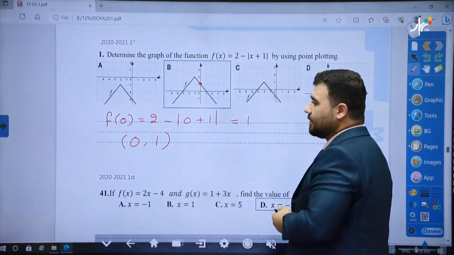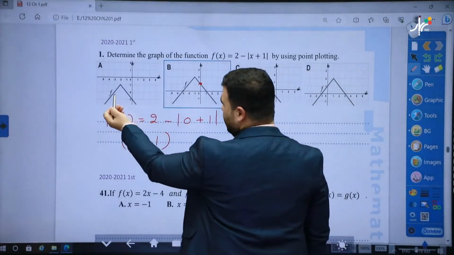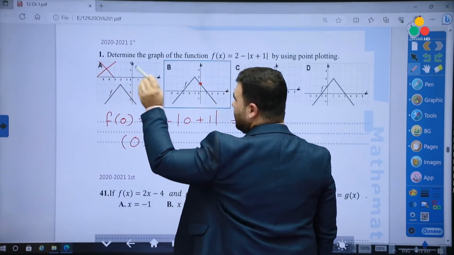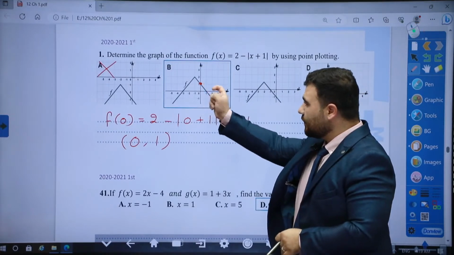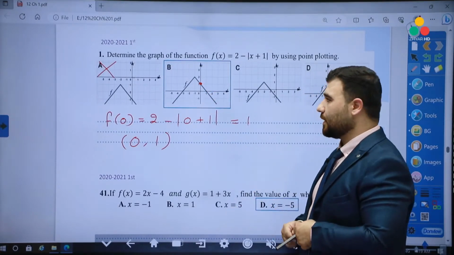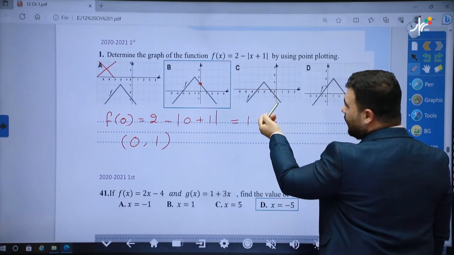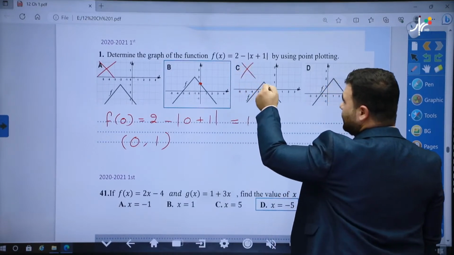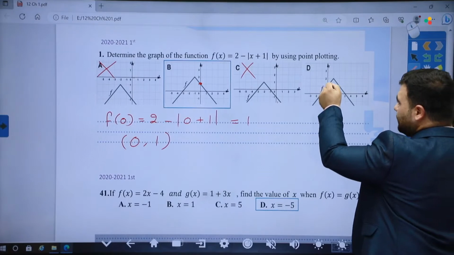On which graph do we have the point (0, 1)? We don't have the point (0, 1) in this graph. When x is 0, y is negative 3. So A is out of the competition. B, when x is 0, y is 1. Okay, B could be right. C, when x is 0, y is negative 1. Then again, it doesn't have the point (0, 1). D, when x is 0, y is 1.